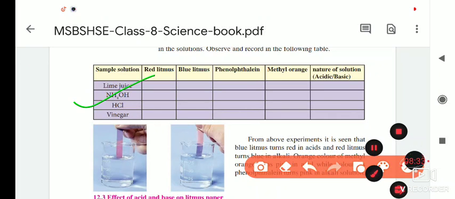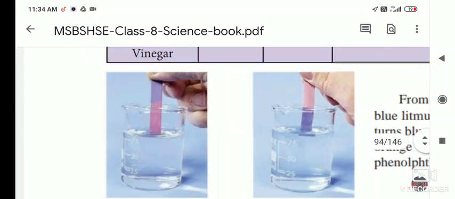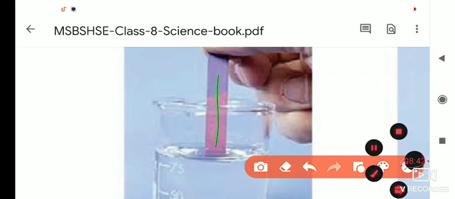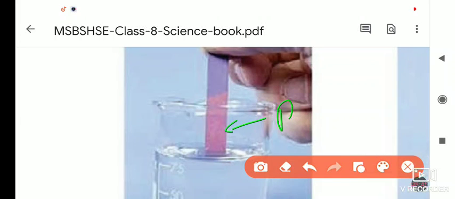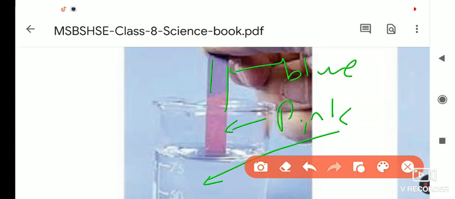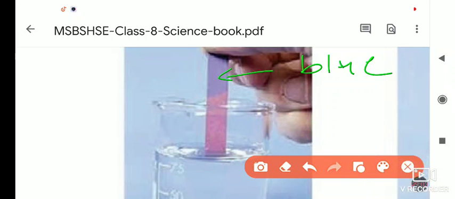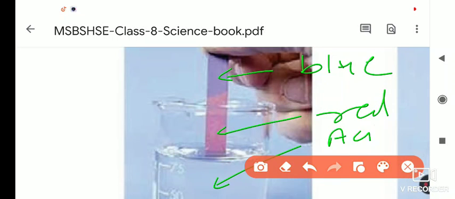This is the table where the observation is shown. If you see here, this blue litmus paper turns red. Observe here, this color is pink, and above here it is blue litmus paper. So actually he had taken the blue litmus paper and added this solution, and it turns red. It is looking pink, but actually blue litmus paper he had taken, and it turns red. Which type of solution is this? That is the acidic solution, because in acid blue litmus paper turns to red. That's why this solution is called acidic.